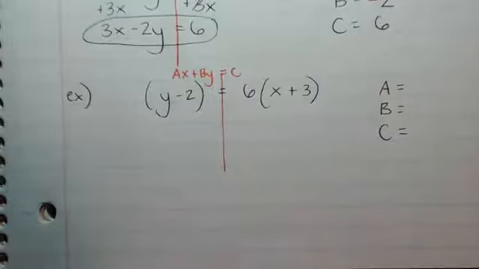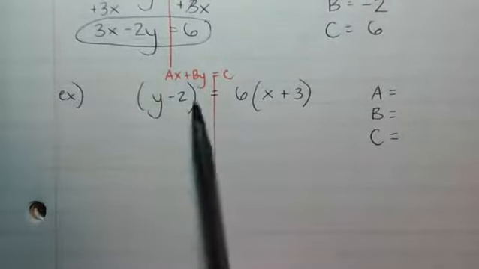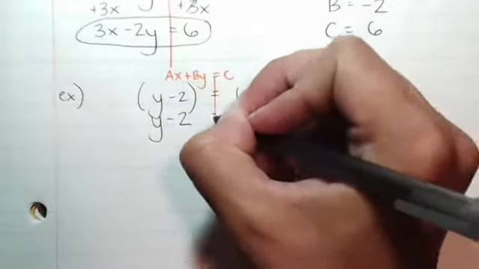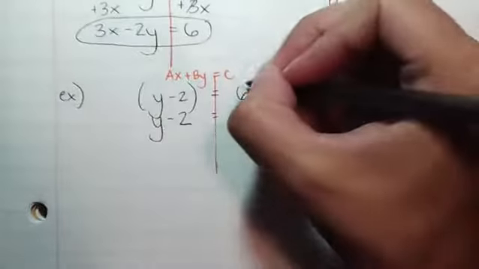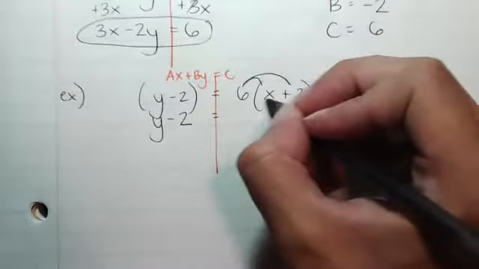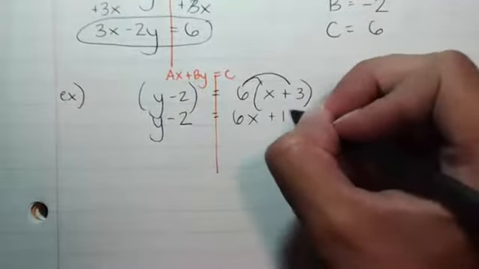So the first thing that I'm looking for here is I want to get rid of these parentheses. Number one, this first parenthesis, I don't really need it there. I don't know why I did that in the first place. So it's just going to be y minus 2. To get rid of these parentheses, what do I have to do with that 6? I'm going to have to distribute that 6 to everything inside. So 6 times x is 6x, and 6 times 3 is 18.